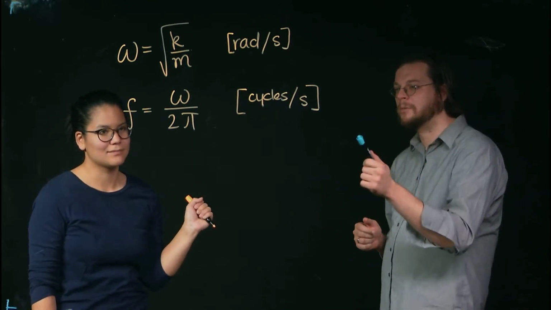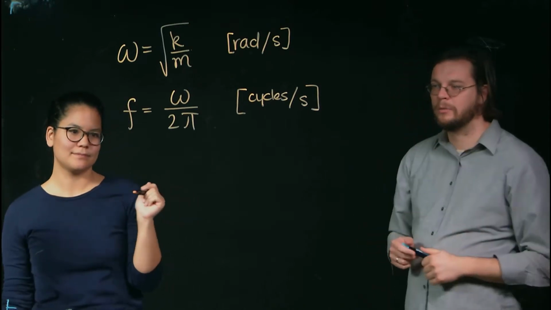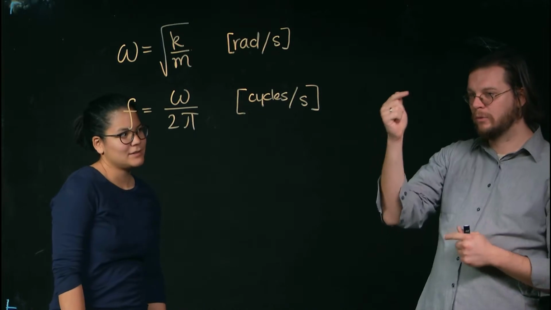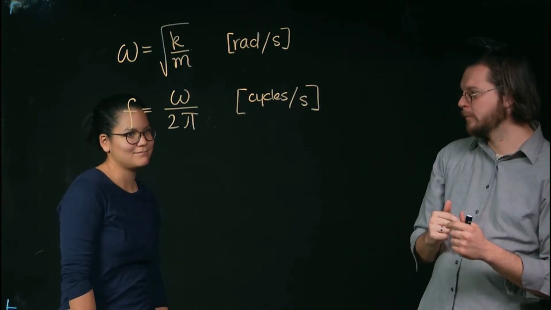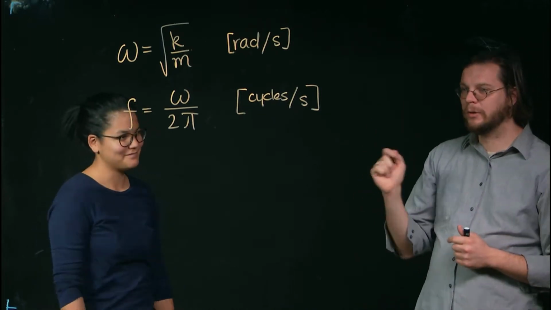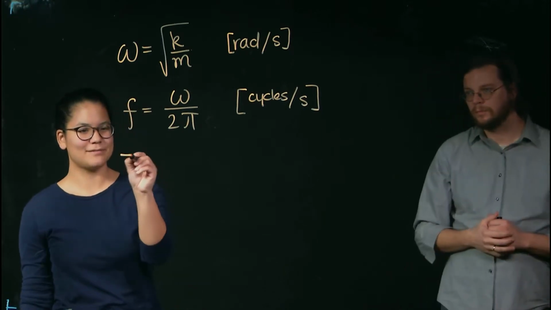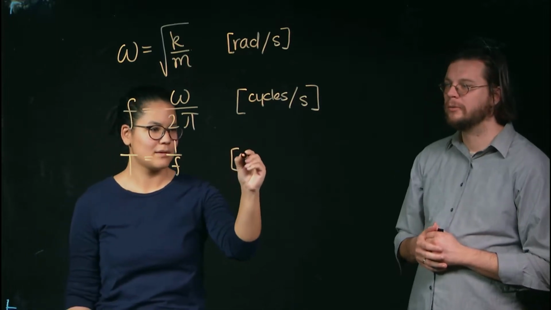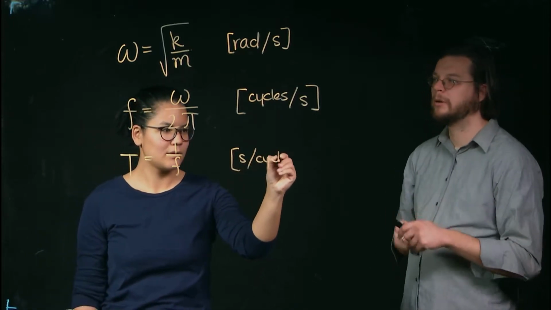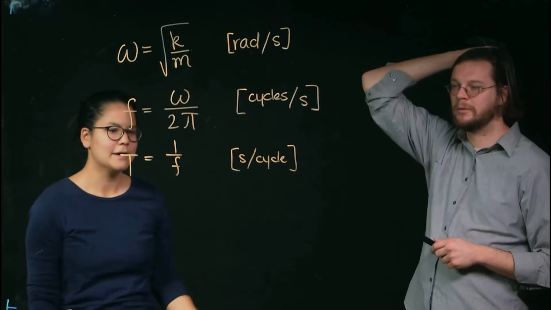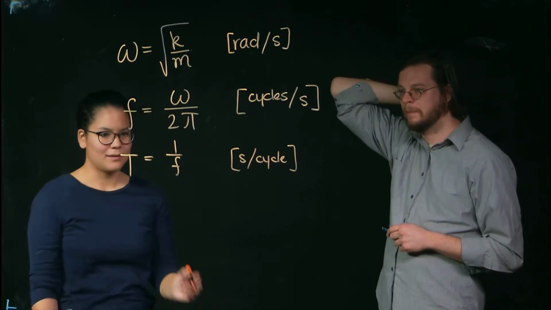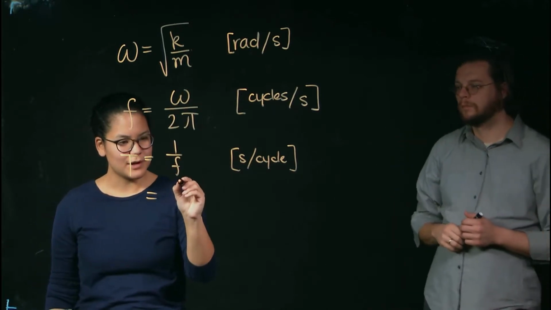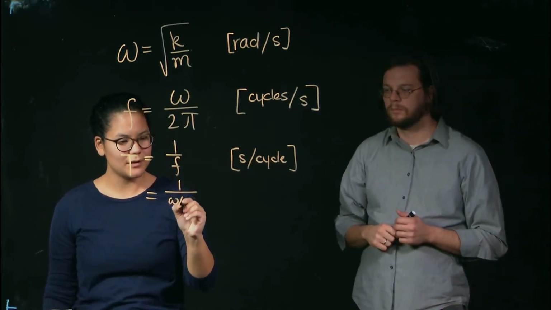All right, so we have the cycles per second. How do we relate that to the period? And by the way, the period is the number of seconds for each cycle, right? So that sounds a lot like 1 over the frequency. Yeah, so we just flip it. And so let's see if we can relate the period to this omega, because we know what omega is. Omega is square root of k over m. Yeah, so if we just put this in here for f, we have omega over 2 pi.